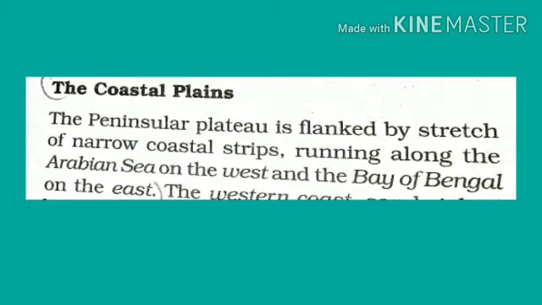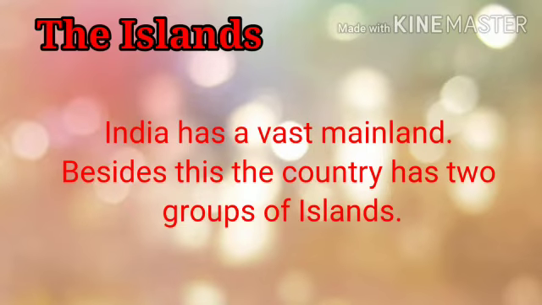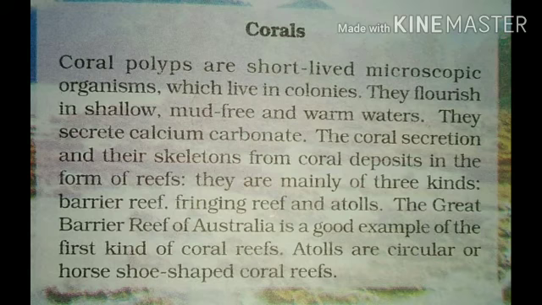The coastal plains. The peninsular plateau is flanked by a stretch of narrow coastal strips running along the Arabian Sea on the west and the Bay of Bengal on the east. The islands. India has a vast mainland. Besides this, the country has two groups of islands.